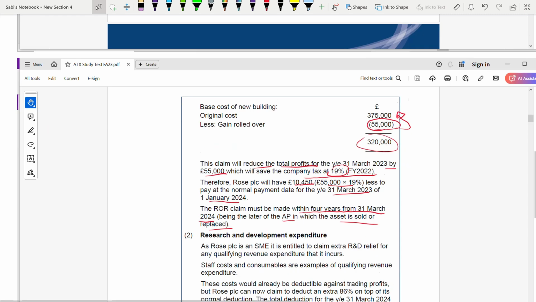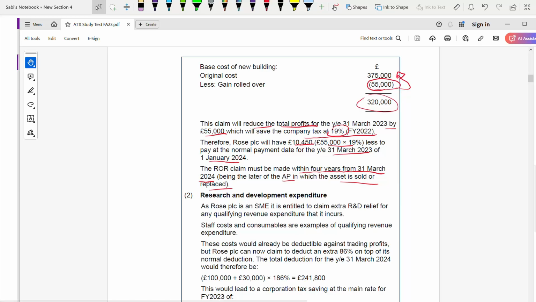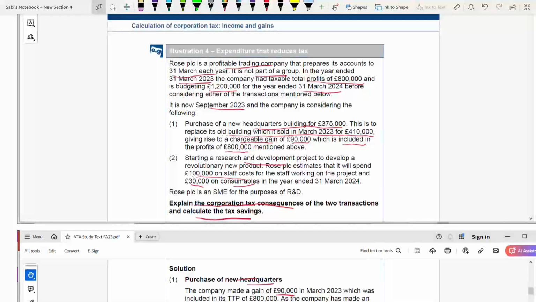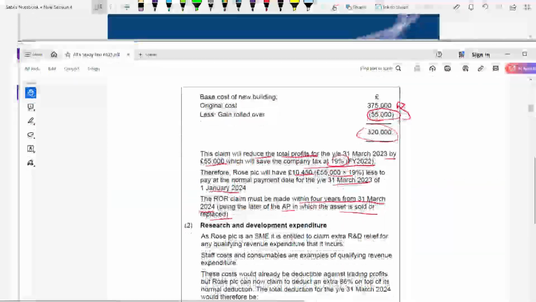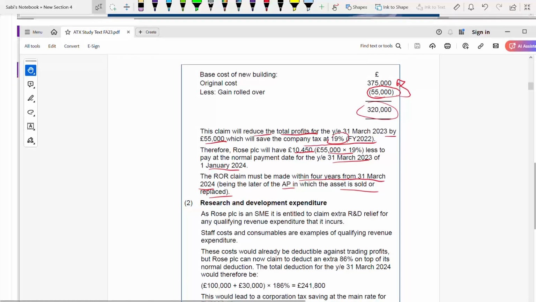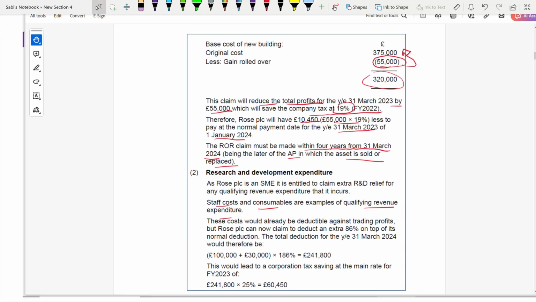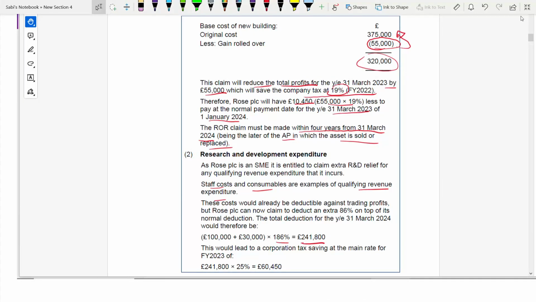Now coming to R&D. So 186%. 186% you can claim on 130,000. Okay. So both the staff cost and consumables are revenue expenditure, so they are qualifying. So now just apply 186% to this one and to this.